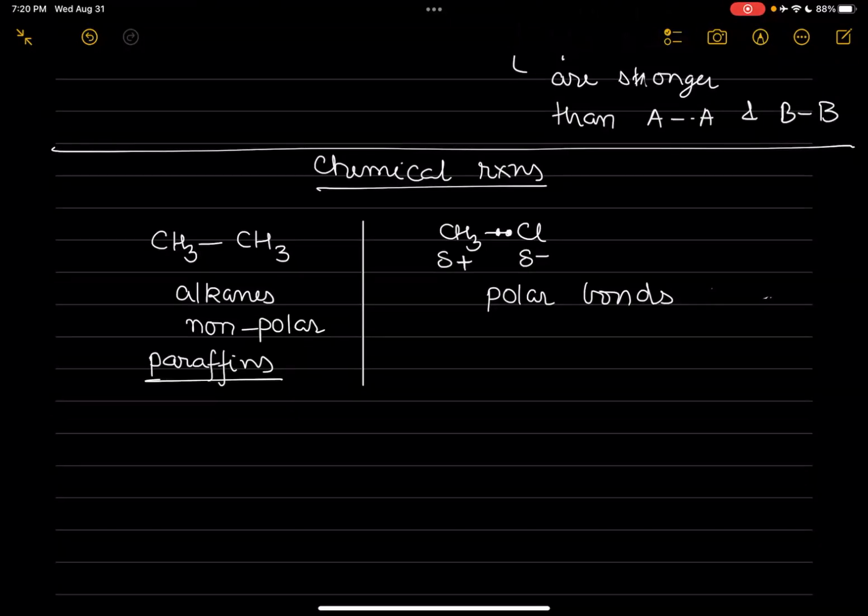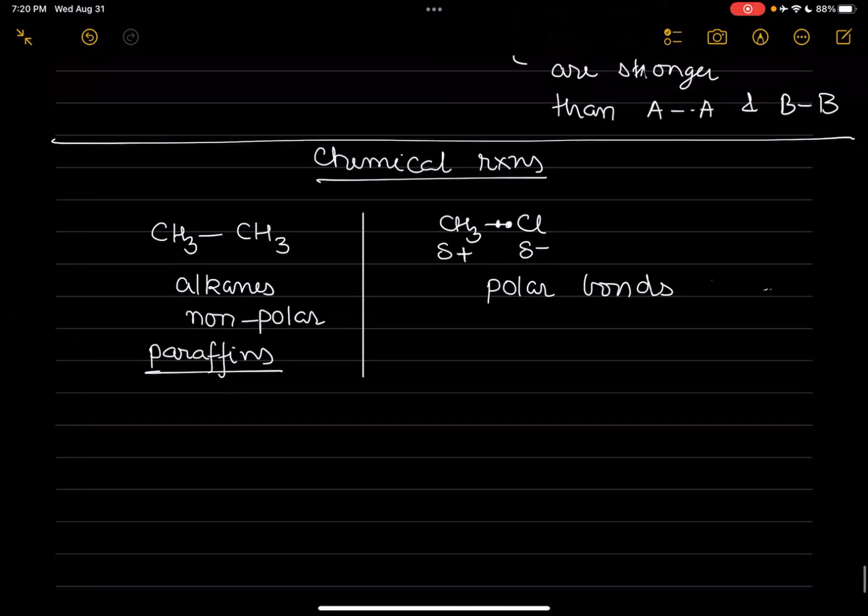The polar bond is due to electronegativity difference. Chlorine is more electronegative than carbon, as are bromine and iodine. That's why the carbon-halogen bond is polar. So it breaks very easily.